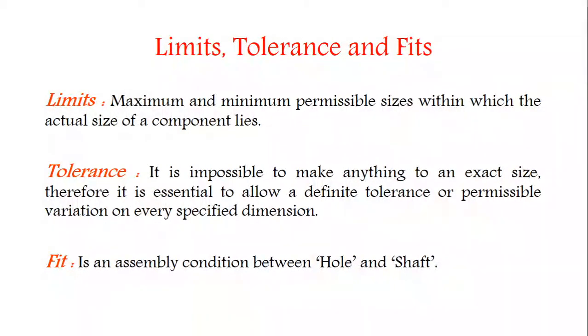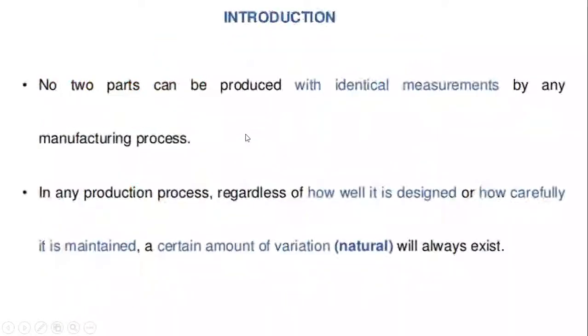Tolerance: it is impossible to make anything to an exact size, so it is essential to allow a definite tolerance or permissible variation on every specified dimension. Tolerance is nothing but closeness to the true value of the actual size of the component. Fit is an assembly condition between hole and shaft. Let's see one by one.